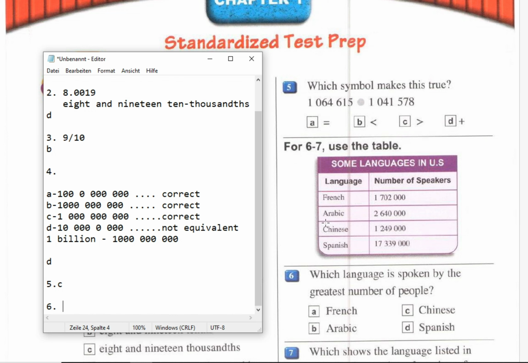Okay, I hope it was clear. You must look at all the languages and the number and after compare, okay? Not so heavy. Greatest number of people, and the correct answer is D, Spanish.